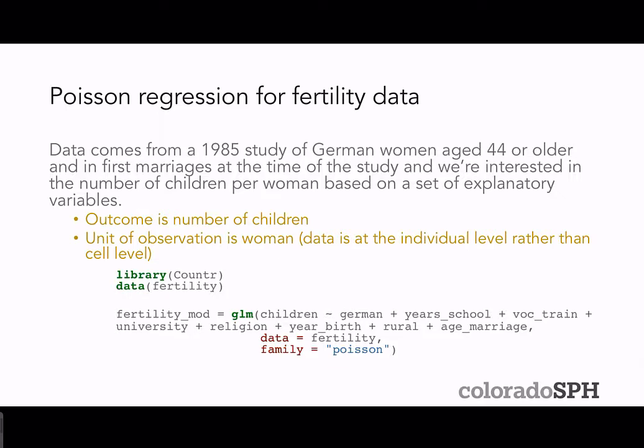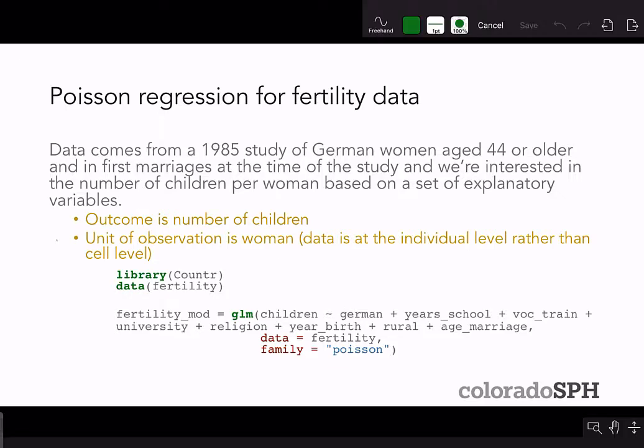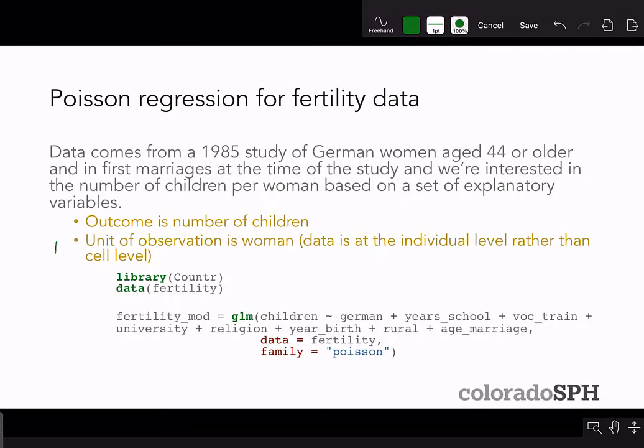So the outcome is number of children per woman. And here the unit of observation is woman, so data is at the individual level rather than the cell level. I've mentioned a couple of times now that with Poisson regression, the counts can be at the individual level or the cell level. If you are at the individual level, then you have counts per person, like is the case here. If you have data at the cell level, then you have counts per cell in a table.